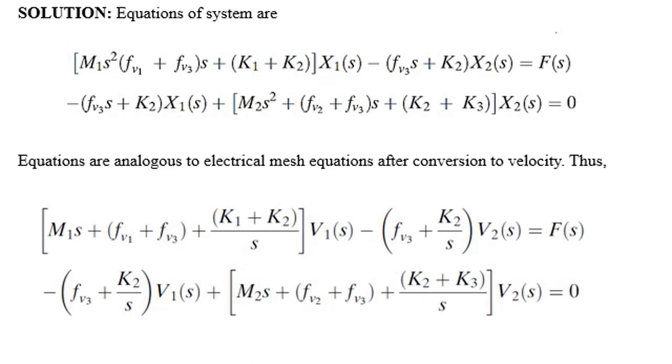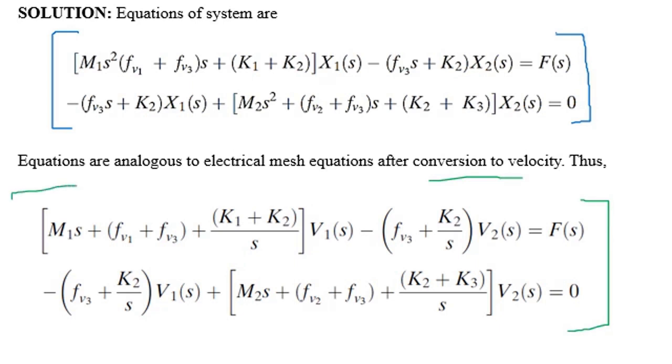Dear students, as this system is from the last example, we have its equation in force-displacement form. After conversion, which includes multiplication and division of the left side of both equations by the Laplace operator S, it will convert into the desired velocity-force form. Now after obtaining equations in the desired form, we will make a parallel analog circuit for this translational mechanical system with degree of freedom equal to 2.